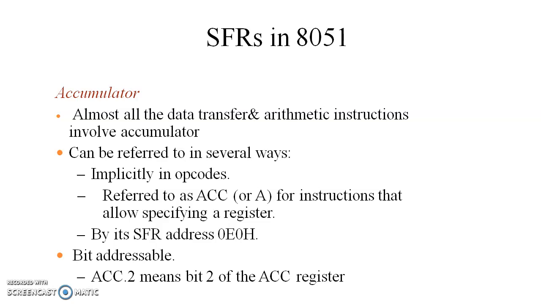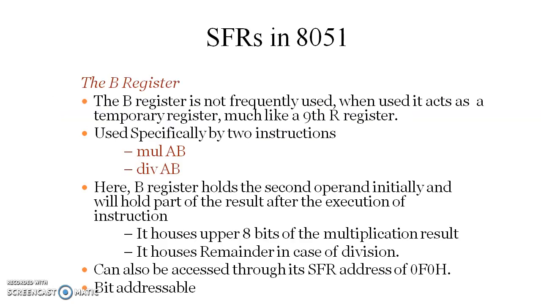For example, if you want to change the third bit of your accumulator, that means ACC.2, bit 2 of your accumulator register will get changed. It depends on how you define the bits, whether you start with 0 or you start with 1. That will be your LSB or MSB, depending on how you defined it.